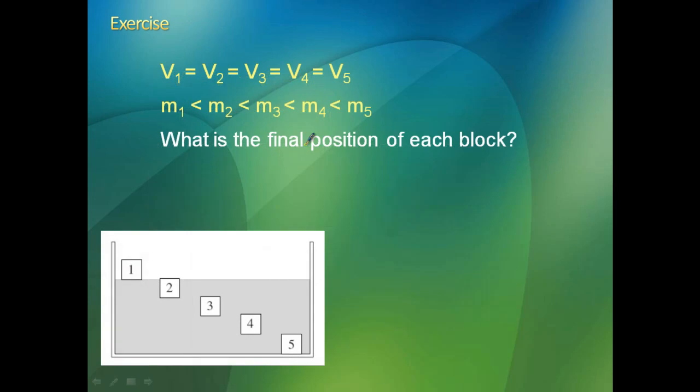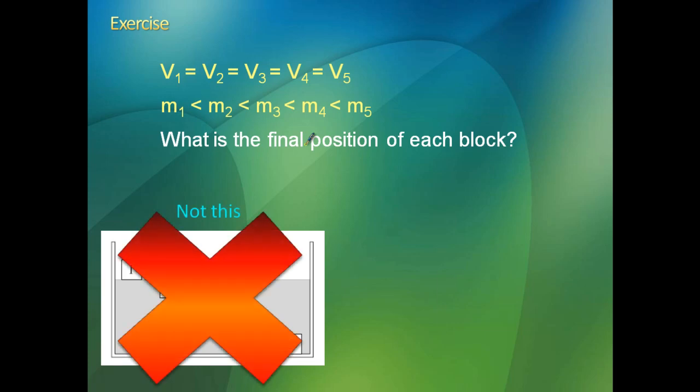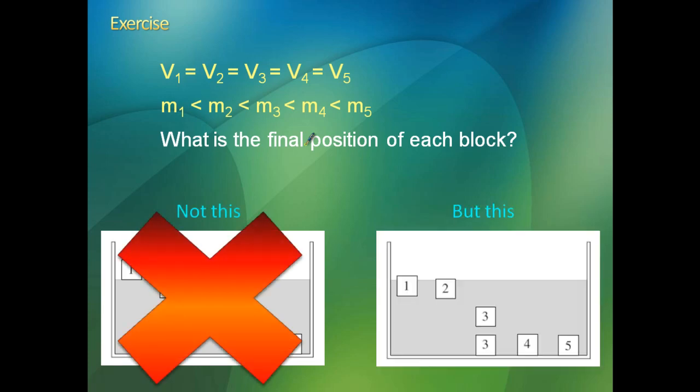Alright, you might think that this would happen, but you would be wrong. So this is more likely to happen. Block 1 is going to float a little higher than 2. That's a little obvious since it has less mass. But because 3 has more mass than 2, it's going to be more dense than 2. So it's either going to hover right here in the middle or sink all the way to the bottom. Now 4, it's pretty much going to go all the way to the bottom. And 5, it's already on the bottom, so it's going to stay there.